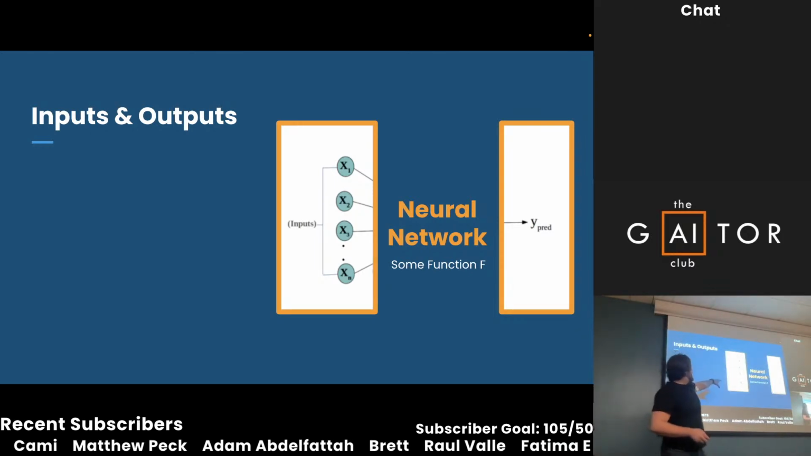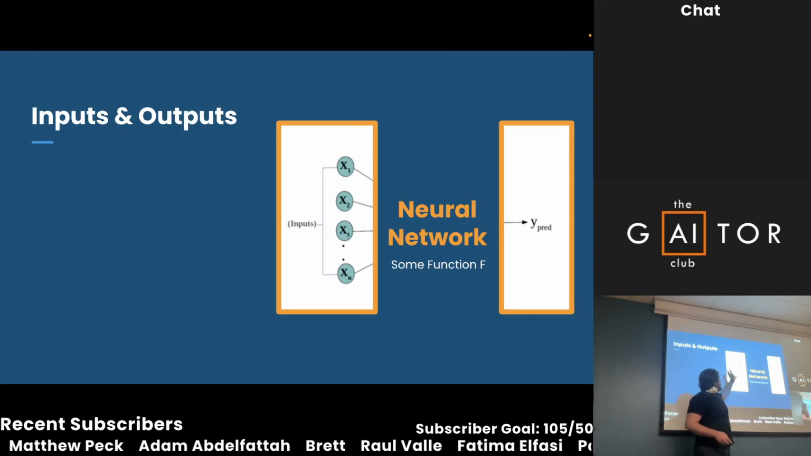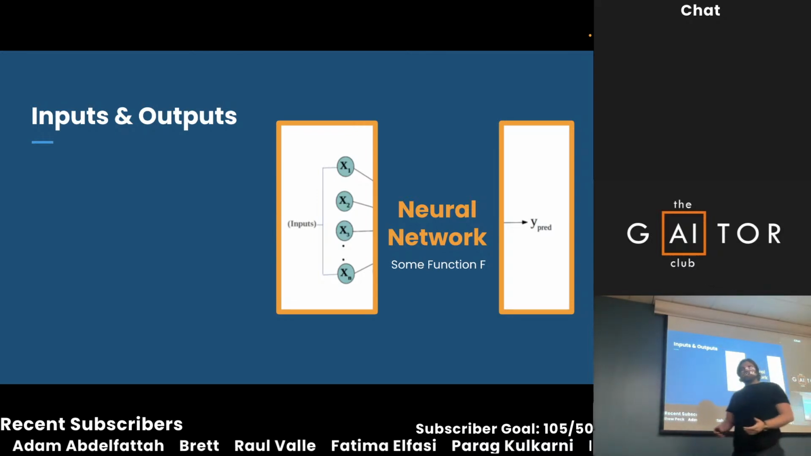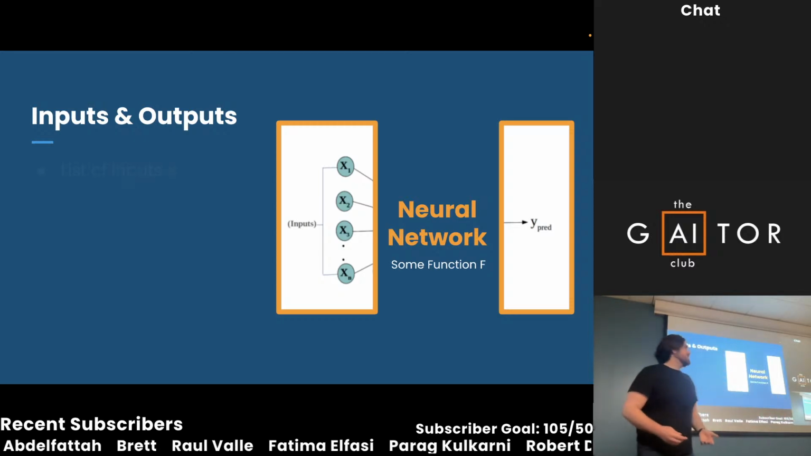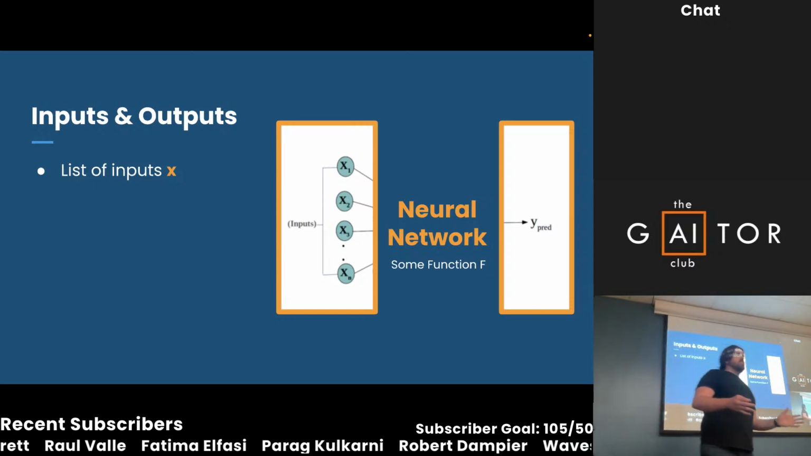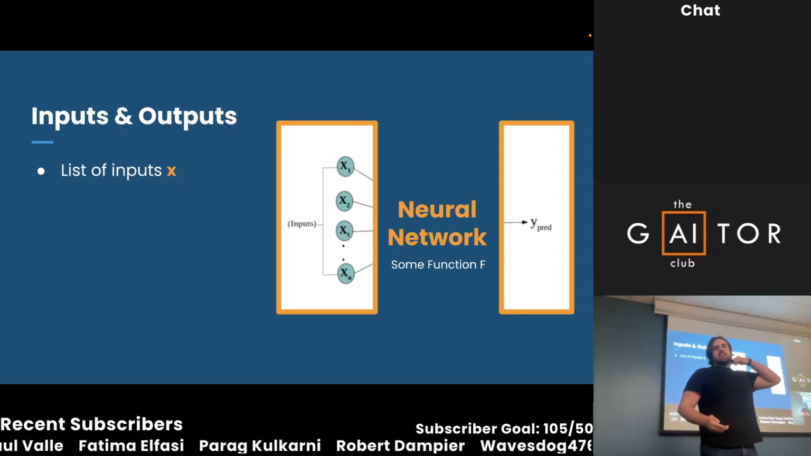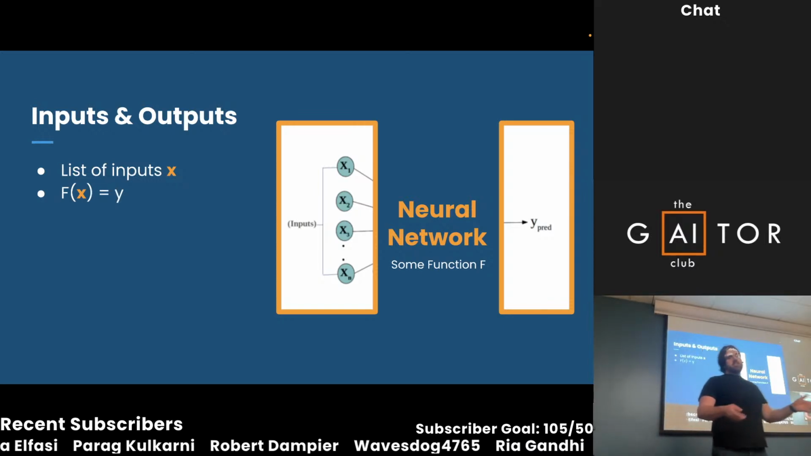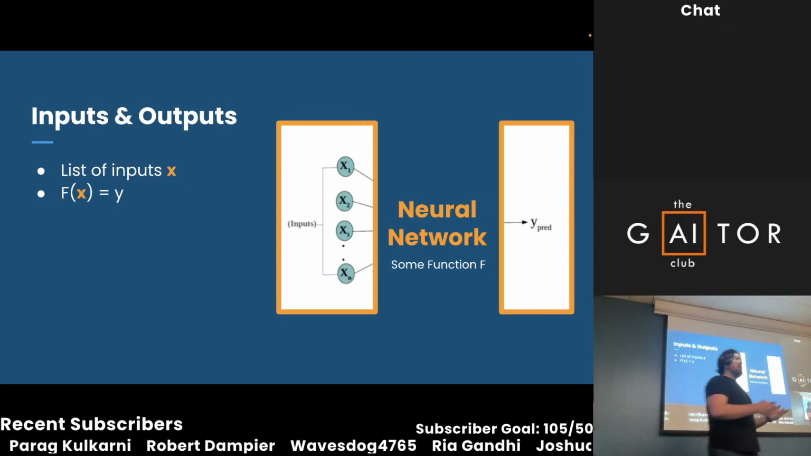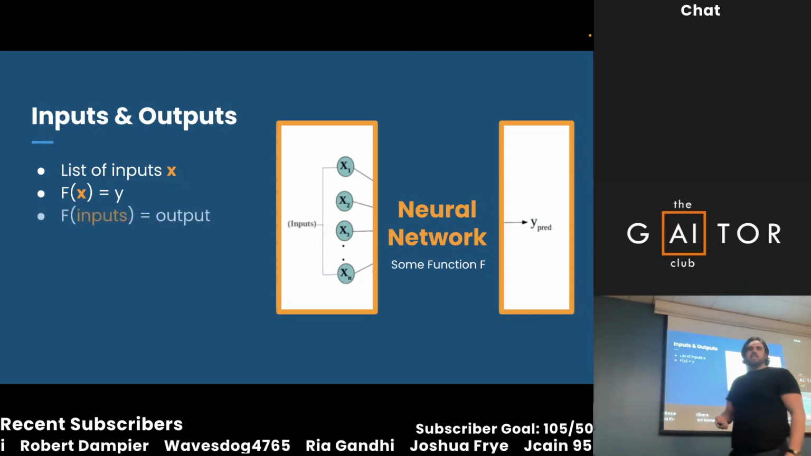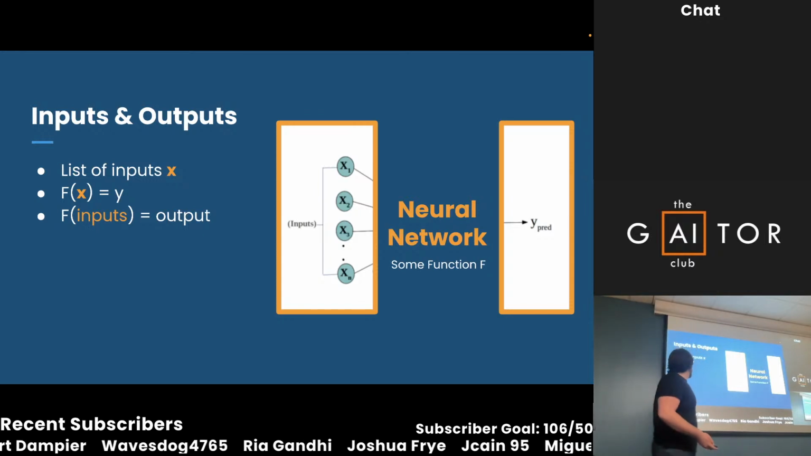First off, we have the input, which is also like an array of x's. For you math nerds out there, it would be a vector. So you have this list of inputs, and you're trying to find some function f that equals y, some function that translates the inputs into some output.